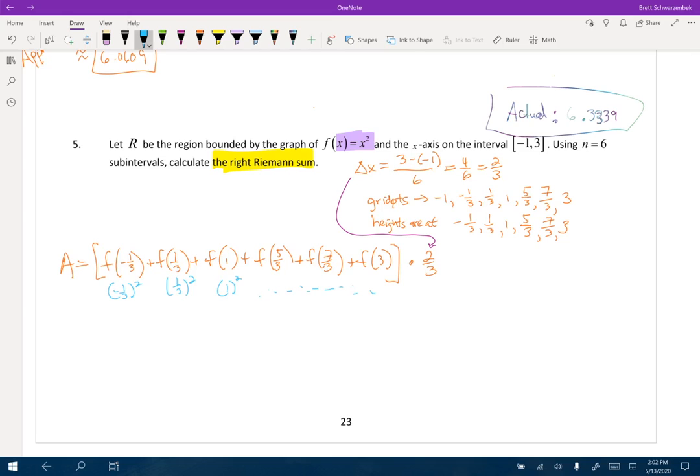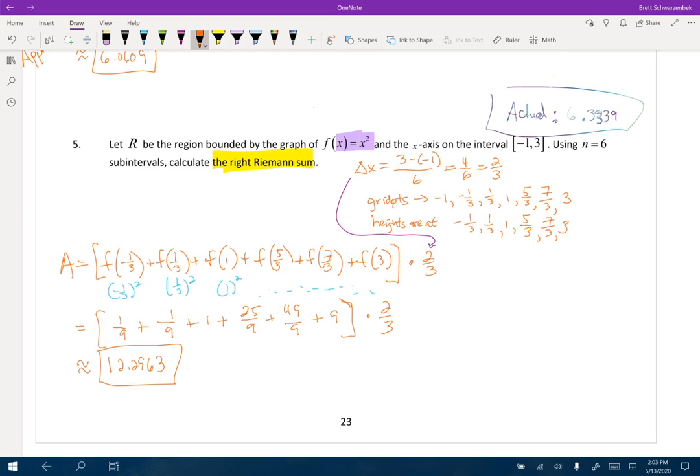So what are we going to get? Well, we can actually square these and make fractions out of them. So this is going to be 1/9. This is 1/9. This is 1. This is 25/9. This is 49/9. And this is just 9. Multiply by 2/3. If you put all of this into your calculator, you're going to get 12.2963 as the approximate area with a right Riemann sum.